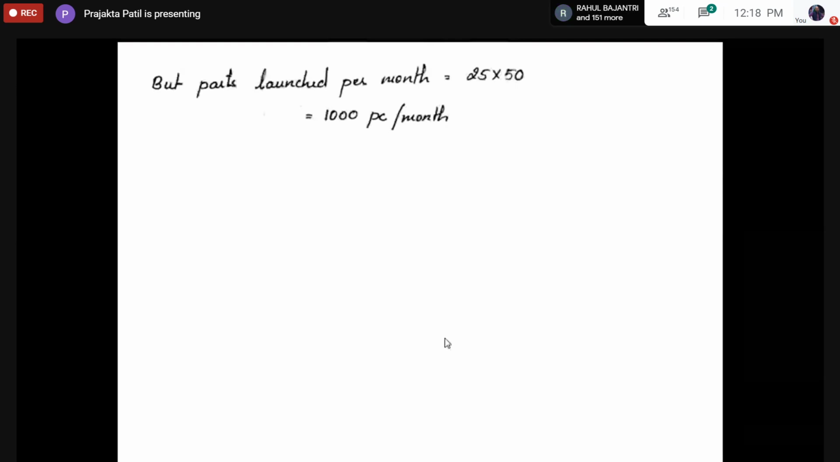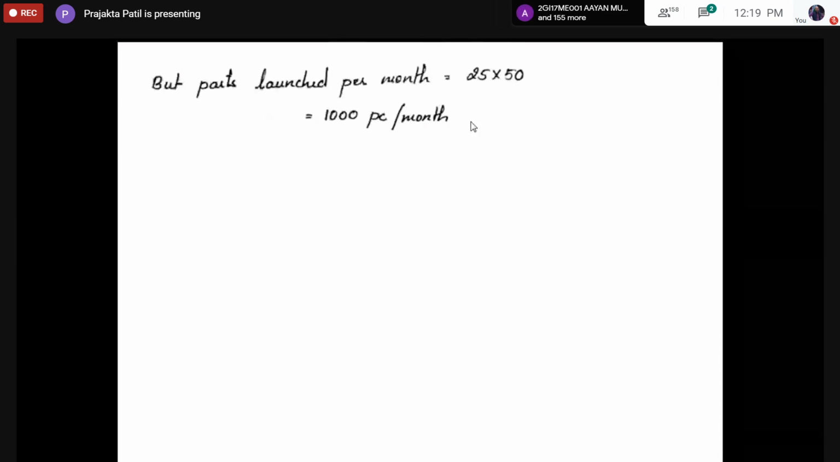25 is the number of machines. The answer is correct, but the number of orders is 20. So it is 1000 parts per month. Please make this correction here. It is 20 new orders into 50 parts per order. So the answer is 1000 parts per month are supposed to be produced.